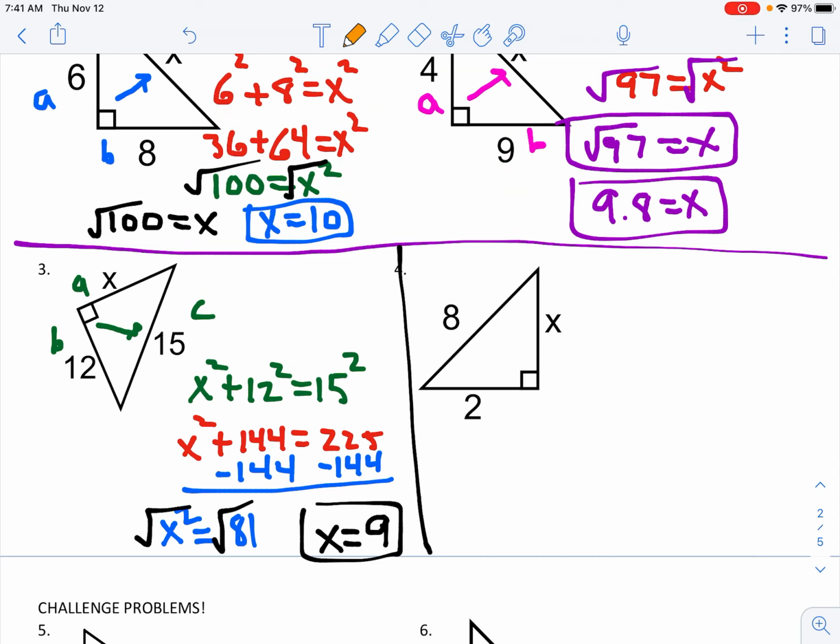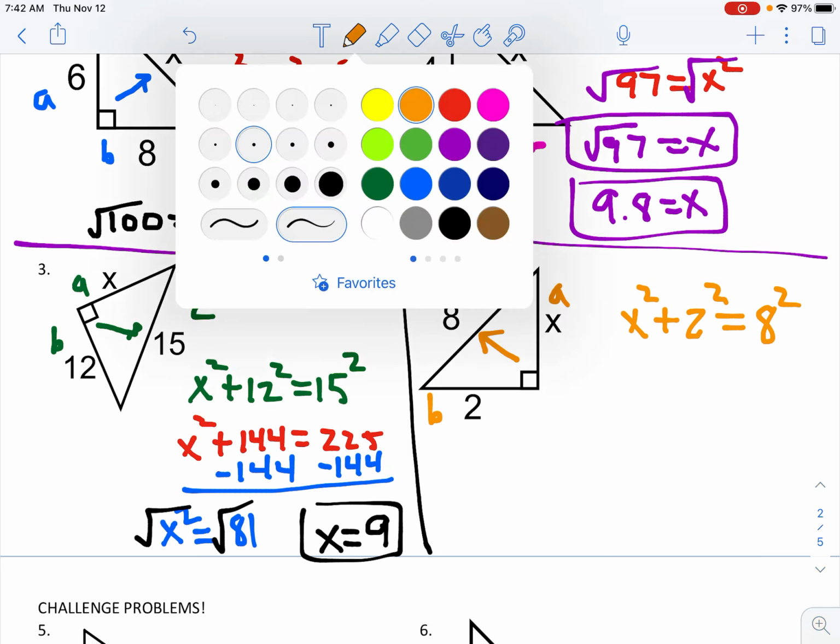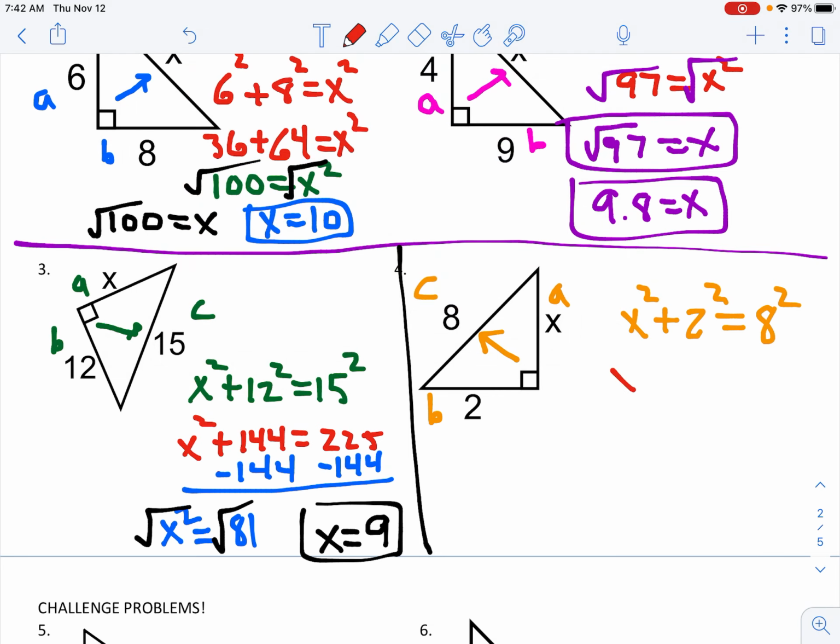All right, let's do another one that won't turn out so pretty. If I mark my triangle, remember across from 90 is C. My other two sides are A and B. Again, A and B can be switched. Let's go ahead and set it up. X squared plus 2 squared equals 8 squared. All right, let's go ahead and turn these into numbers. X squared plus 4 equals 64.